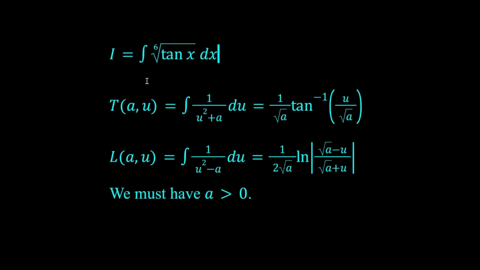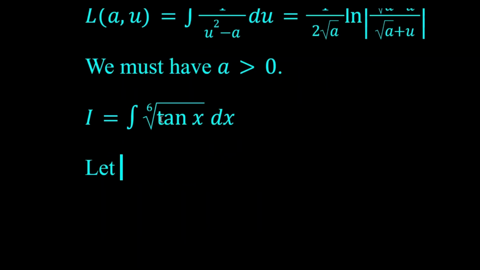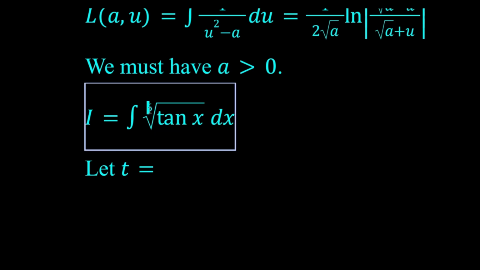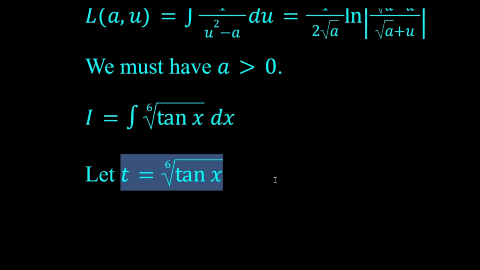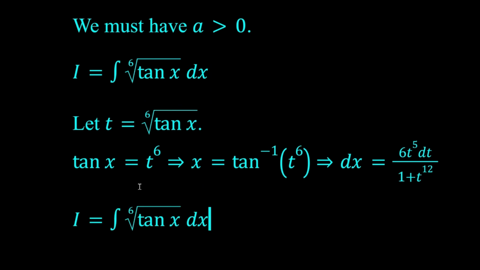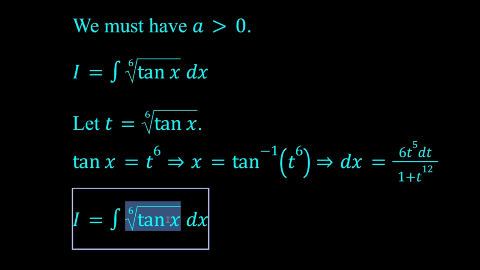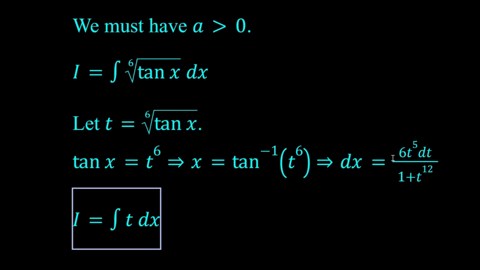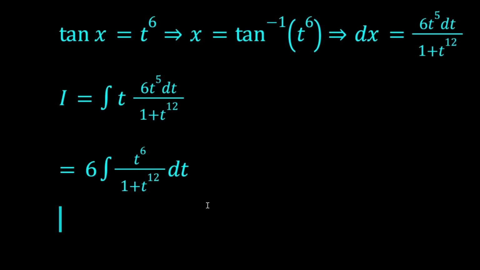So how do we integrate this? The first step is basically substituting the entire integrand. That will give us a sort of rational function. So we define t as this thing here, 6th root of tan x. Then, well, this will become t. And dx is just this thing here, which I just calculated. I left the details out for you, but you can check it yourself.